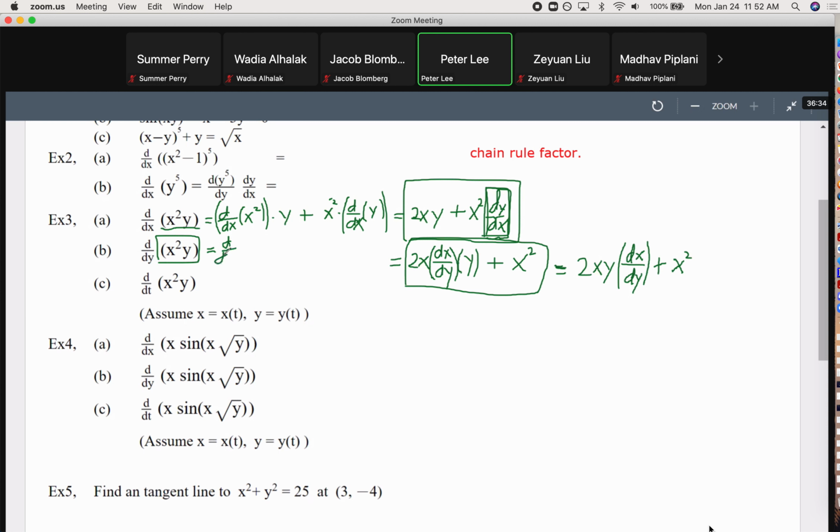So that will be d/dy of x squared, f prime, that will be f prime g, plus f, and then g prime. So that is equal to, now, d/dy of y.